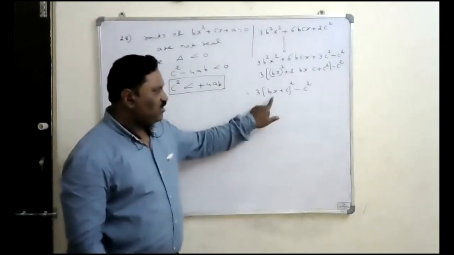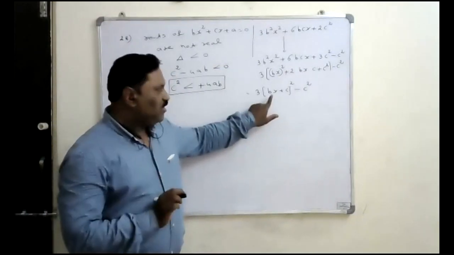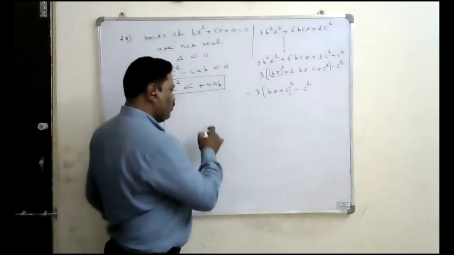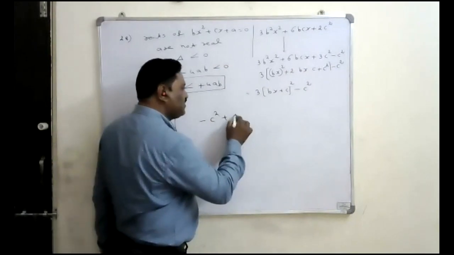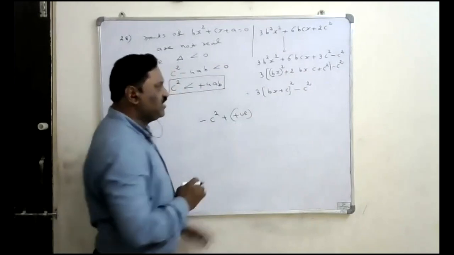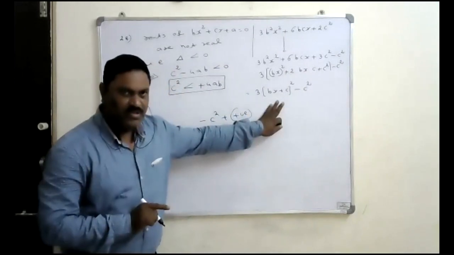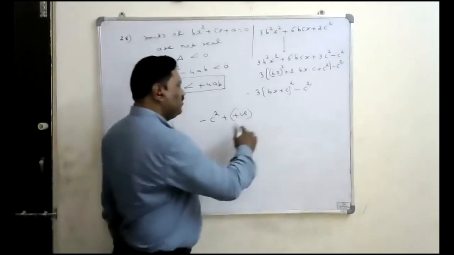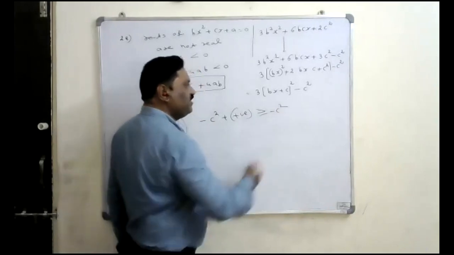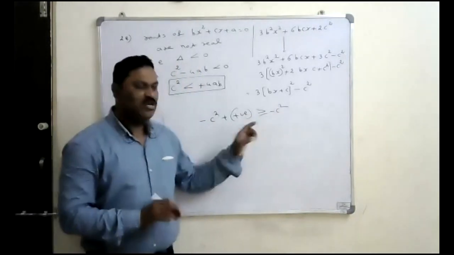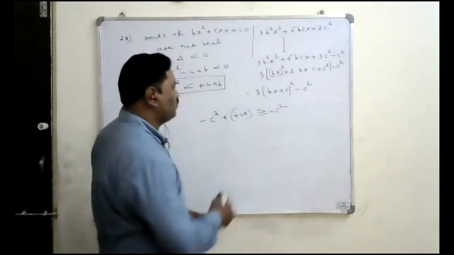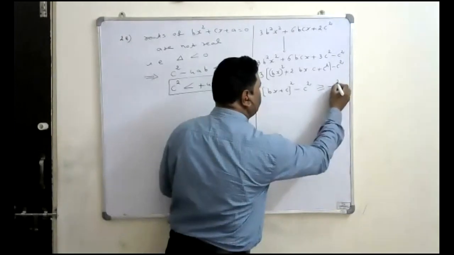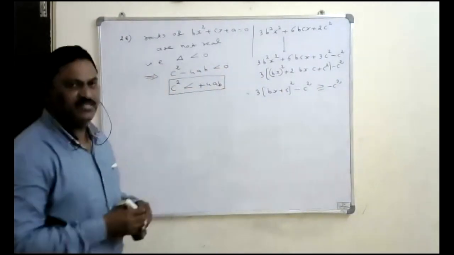Understand? Now here observe that for all the values of x, (bx plus c) whole square always gives a positive value, no? So for the minus c square, I am adding some positive value. Whatever may be the value of x, we are going to get a positive value only here. If I add some positive value, this total value is greater than or equal to minus c square. Yes, this total value is more than minus c square.